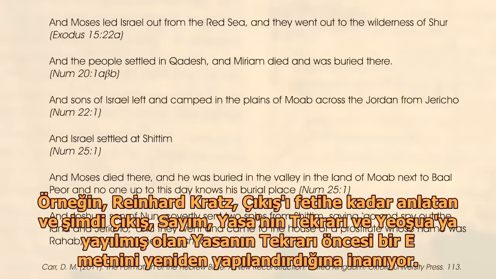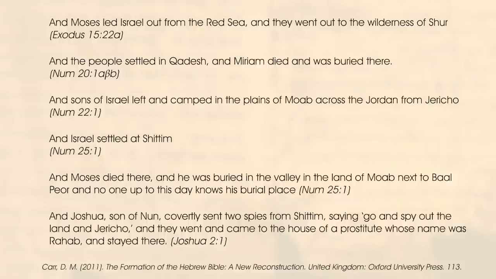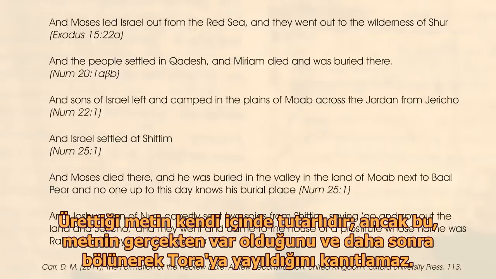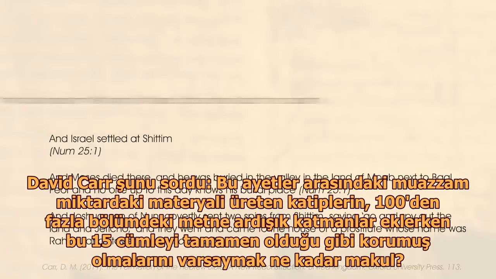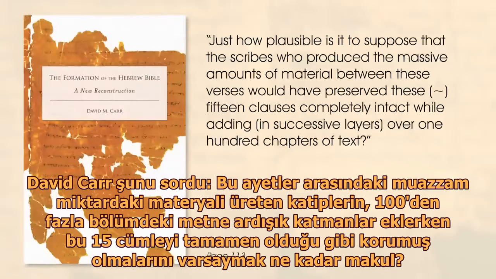For example, Reinhard Kratz believes he has reconstructed a pre-Deuteronomy E-text, which was said to be a brief passage recounting the Exodus to conquest, which has now been spread out across Exodus, Numbers, Deuteronomy, and Joshua. The text he has produced is internally consistent, but that does not prove the text ever did exist and was later split up and spread out across the Pentateuch. As David Carr asked, just how plausible is it to suppose that the scribes who produced the massive amounts of material between these verses would have preserved these 15 clauses completely intact while adding in successive layers over 100 chapters of text?